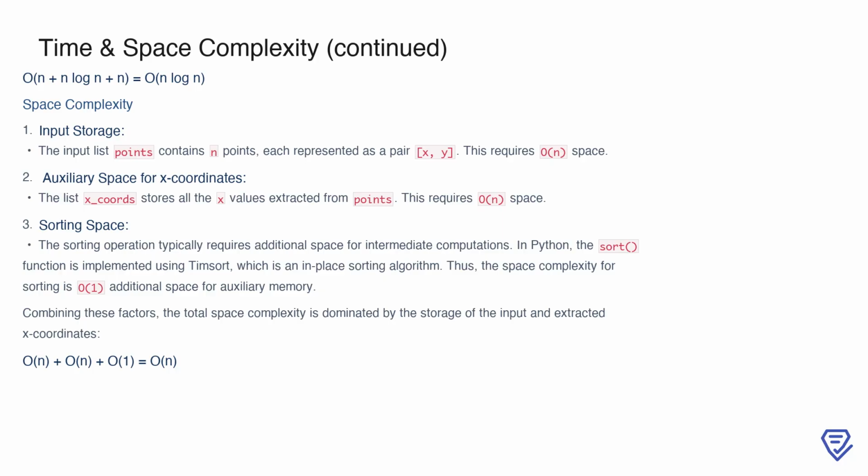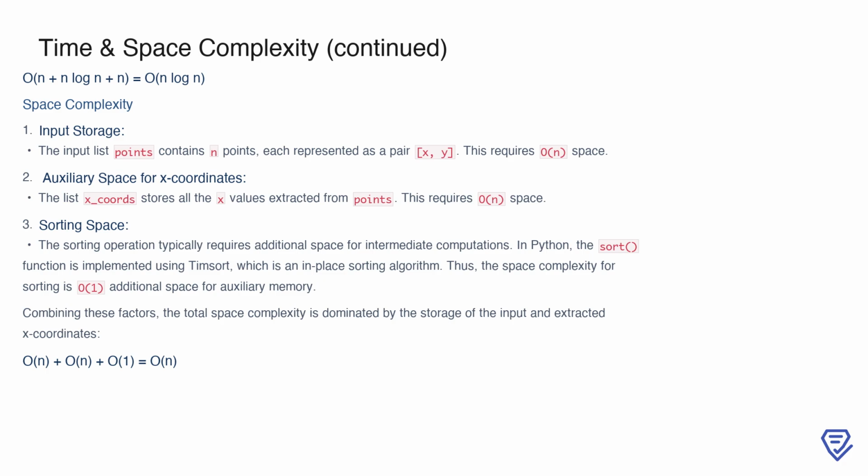Now, let's look at the space complexity. First, the input list of points requires O(n) space, as it contains n points, each represented as a pair of x and y coordinates. Then, we create an auxiliary list to store the extracted x-coordinates, which also requires O(n) space since it holds one value for each point.